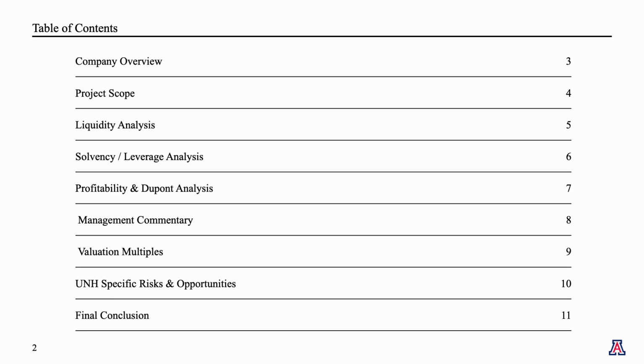As I mentioned, we'll be giving a brief overview of the company, talk a bit about the project scope, do a liquidity analysis, a solvency and leverage analysis, a profitability and DuPont analysis, some management commentary on the 10K and 10Q, talk about the valuation multiples, look at some specific risks to UNH, and then finally conclude.